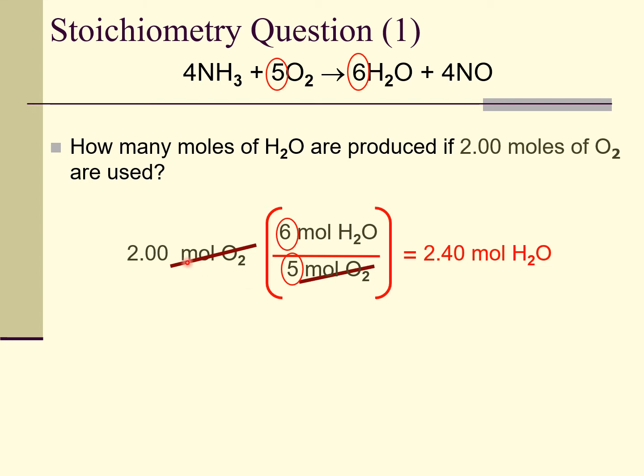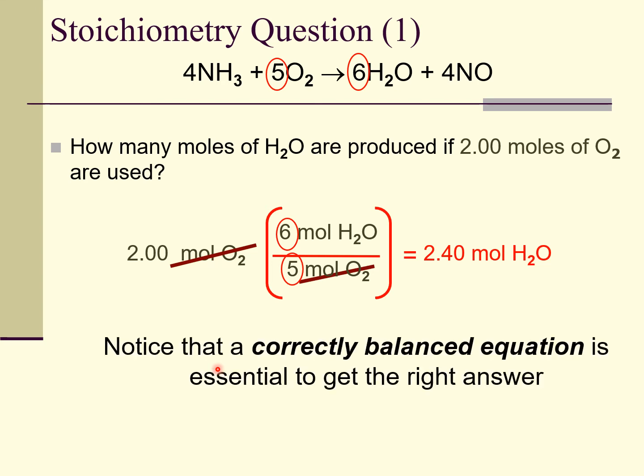Okay, so take note, your given is moles of O2. The conversion factor should cancel out mole of O2 so that it will lead you to your desired value, which is mole of H2O. What happened there? Okay. Notice that a correctly balanced equation is essential to get the right answer.